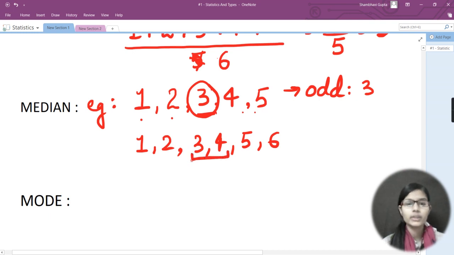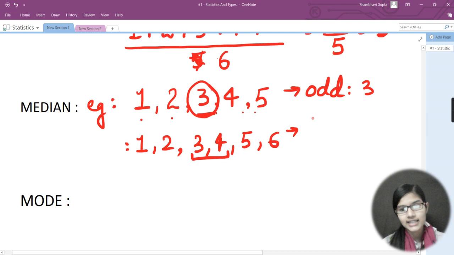So now what we do here is that if we have an even numbers list and we need to take out the median from a list of an even total number, so here we have 6 numbers. Fine. So from these 6 numbers, if we need to take out the median, here we do not have a single middle element, we have two middle elements.